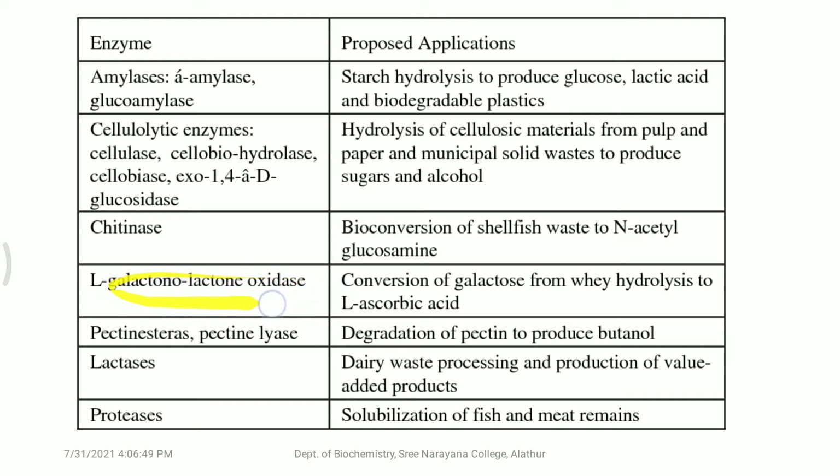L-gulonolactone oxidase is an enzyme used for the conversion of galactose from whey hydrolysis to ascorbic acid. You know that ascorbic acid is vitamin C. Pectin esterases and pectin lyases are used for the degradation of pectin to produce butanol in some industries.